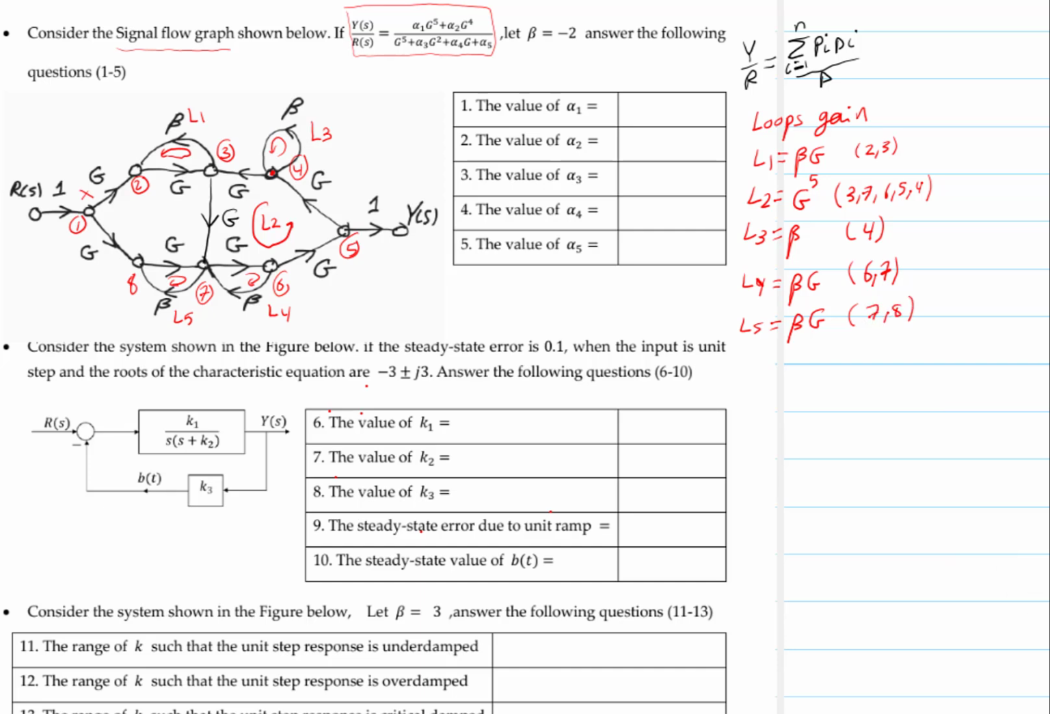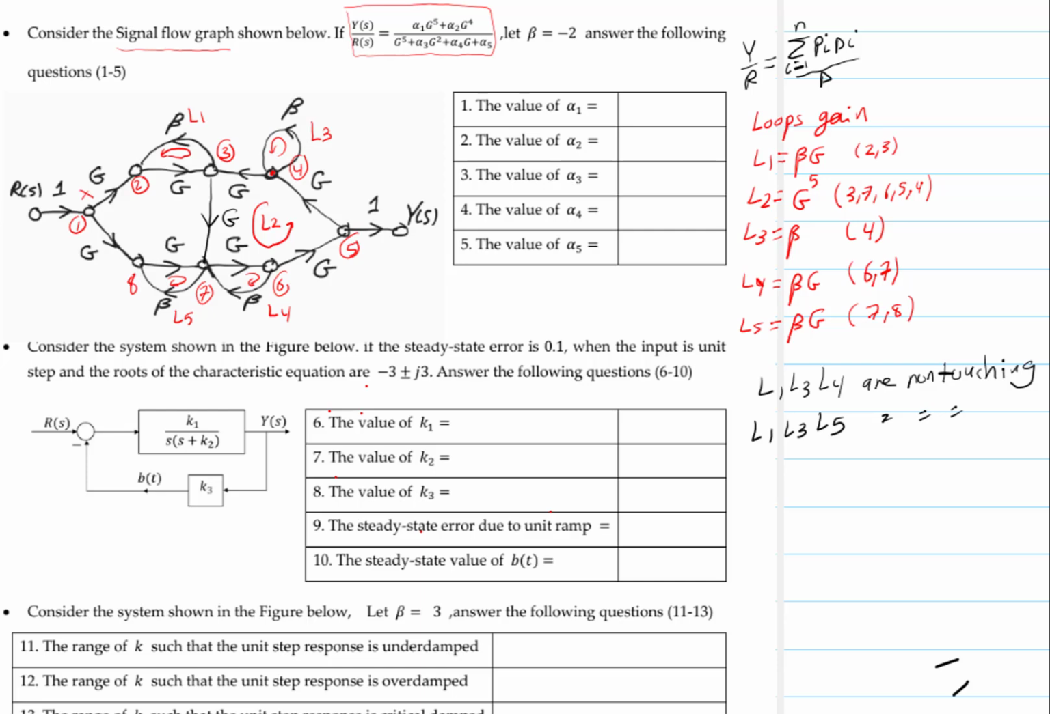If we examine the signal flow graph, we can see that L1 does not touch L3, does not touch L4. So here we have 3 non-touching loops, which are L1, L3, L4. Also, if we check the signal flow graph, we can see L1, L3, L5 are non-touching. So we have another combination of 3 non-touching loops, which is L1, L3, L5.